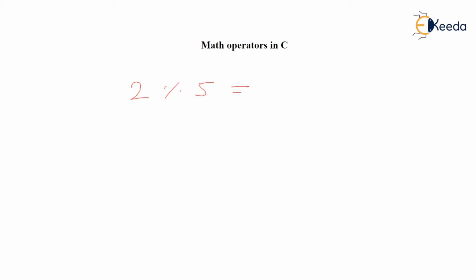Now 2 % 5 is 2. Again, I am sorry for this childish explanation. What we are doing is dividing 2 by 5. Now you just see that we can't even start the division.